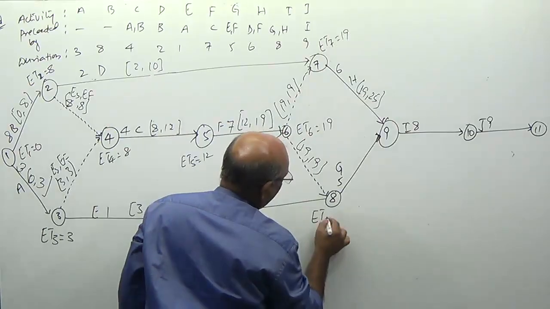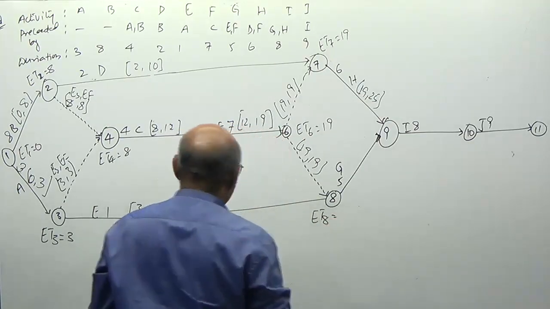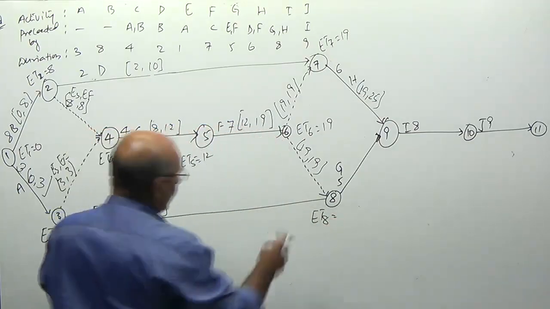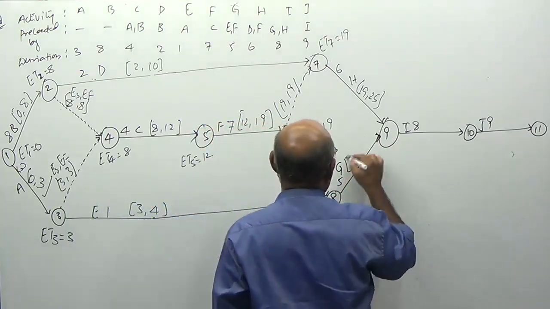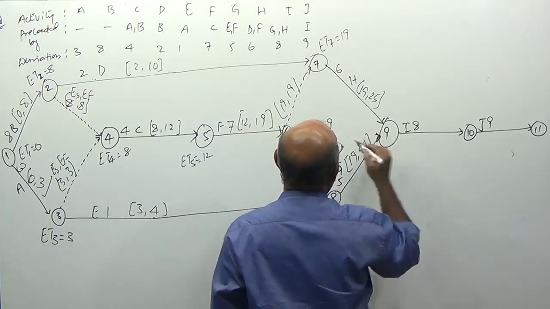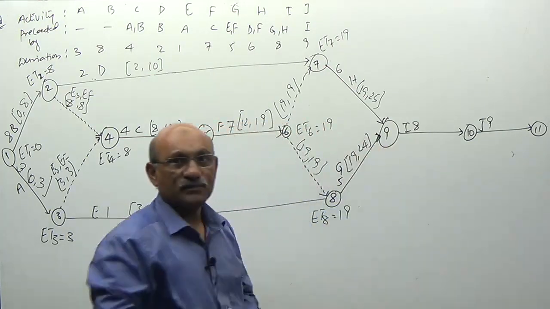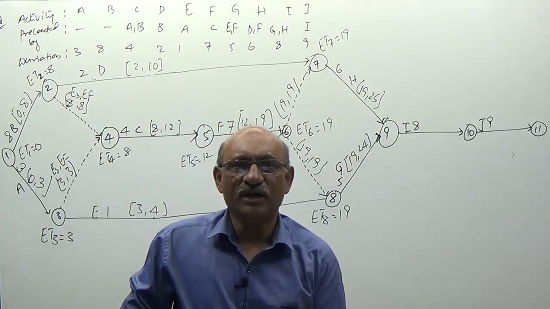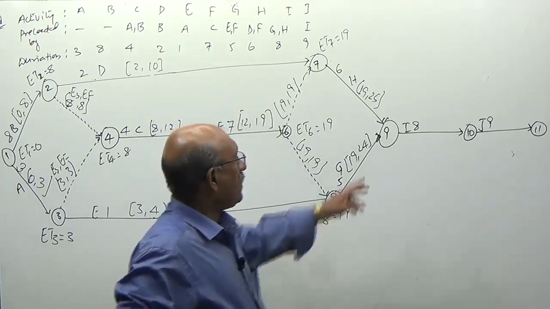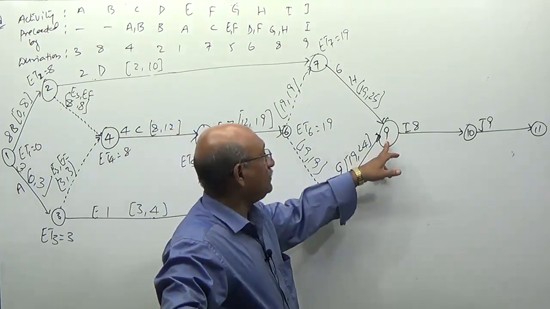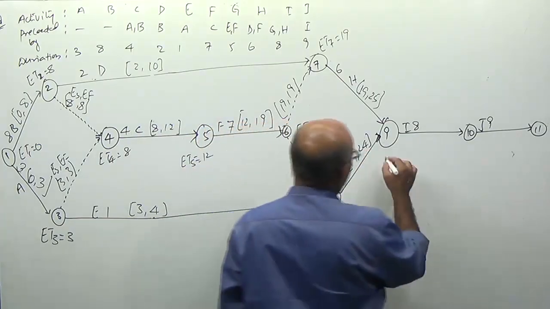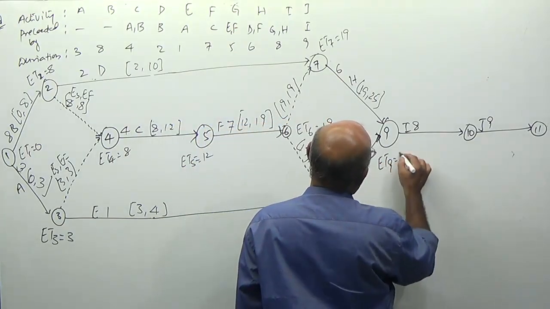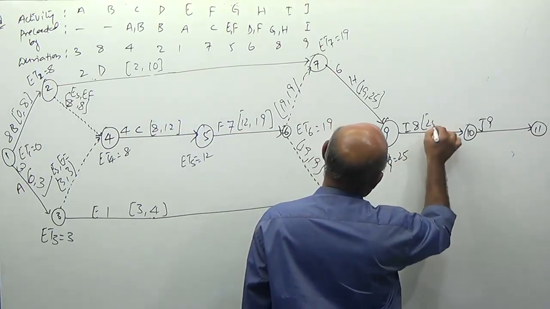Earliest time of 8 is equal to, this is also a merging node, sir. 4 and 19, maximum is 19. So this is equal to 19 plus 5, 24. Okay. Node 9 is again a merging node, sir. 25 and 24, maximum is 25. Earliest timing of 9 is 25.